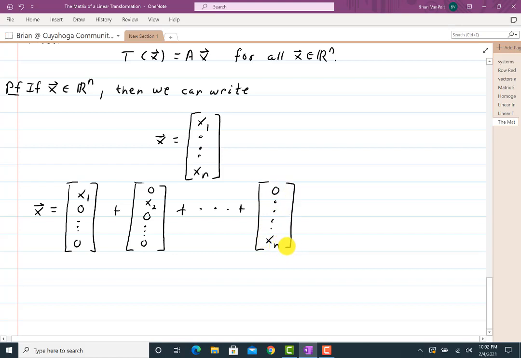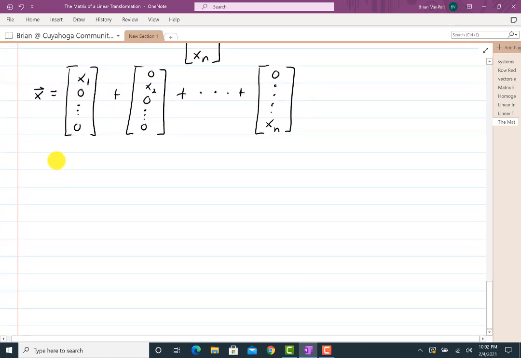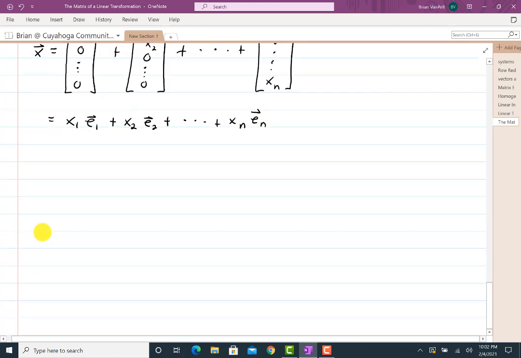And I'm sure you know what I'm going to be doing here. I'm going to factor x1 from the first vector, which leaves 1 with all zeros after it. Instead of writing that vector again, I'll simply do this. And then we have x2 e2 plus dot dot dot plus xn en. So that's equal to x.